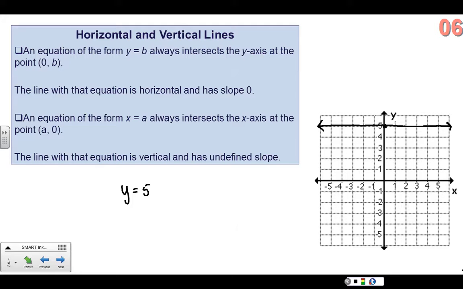Now, if I were going to graph the equation x equals negative 3, that is not a function, but you could still graph the vertical line. The vertical line is going to go through (-3, 0) on the x-axis. So there's your equation of your vertical line. Now remember, that's not a function.